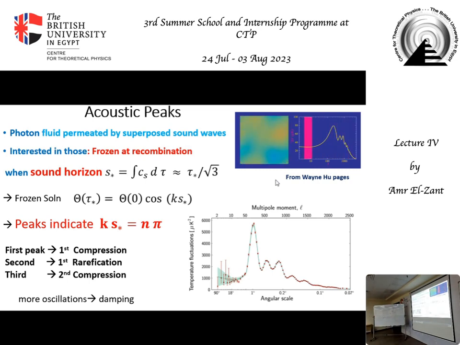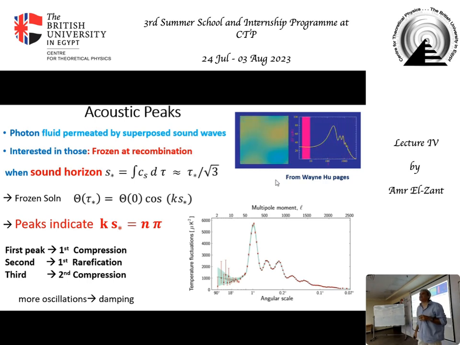Okay, and they are frozen at this particular point, which would have peaks at k times the sound horizon equals n pi. That's what the sines and cosines are like, you know? They're periodic in 2 pi, so you have the maximum, what, half a revolution at pi, and another one at 2 pi, and so on. It's a sine, or a cosine, okay? So it has peaks at k s star equals n pi.